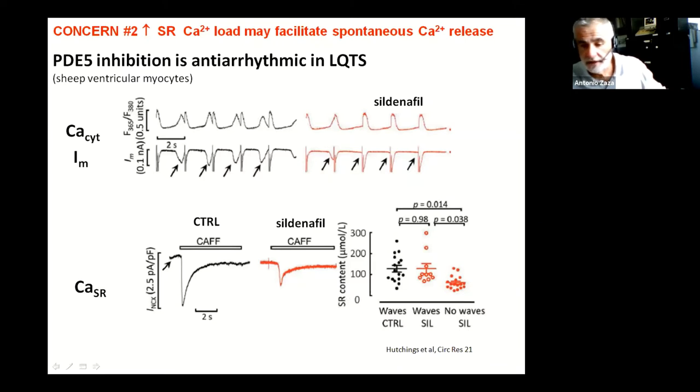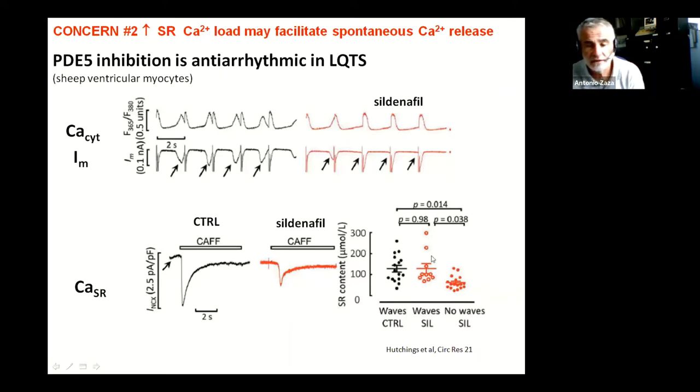In this work by Hashin et al. of the Manchester group, PDE5 inhibition was proven to be antiarrhythmic in long QT syndrome. And this resulted from prevention of calcium waves, as you can see here. And this is the current underlying delayed afterdepolarization. And this action of sildenafil was associated with a remarkable decrease in sarcoplasmic reticulum calcium content.